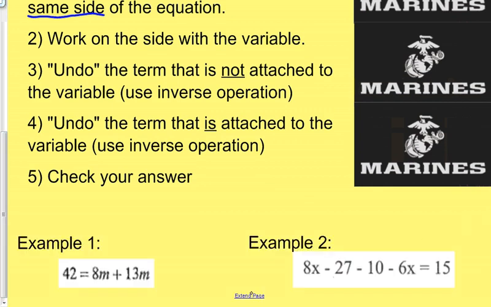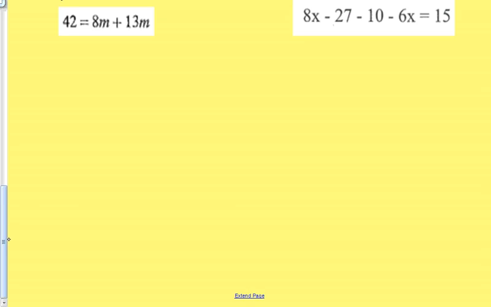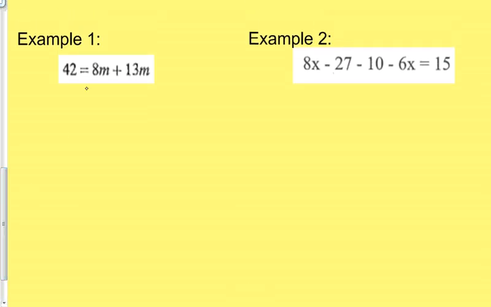So example 1, example 2. Example 1 here, we've got 42 equals 8m plus 13m. It's only two things on one side, one on the other. But if you notice on the right side, we have an 8m and a plus 13m. Those are like terms. So if we can combine them, we're going to combine them because they're on the same side.